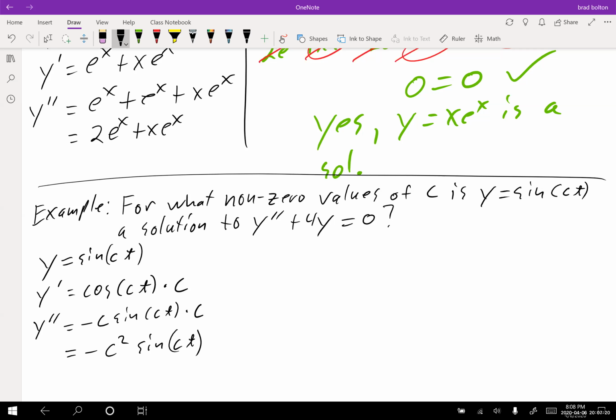So I just keep doing the chain rule. And if I had y triple prime, we'd go back to cosine, and then we'd have c cubed and so on and so on. But I only need to go up to y double prime because that's all that is in the problem. Okay, the order of the differential equation is 2. It's a second order. So I'm just going to plug in what I found.